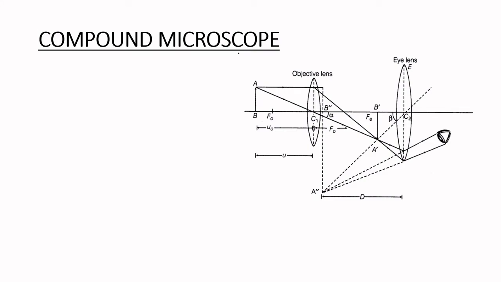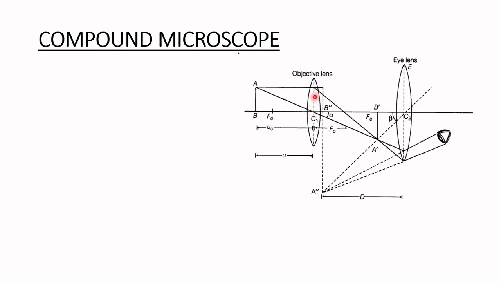Hello students, in today's video we will learn about the compound microscope. A compound microscope is used to see extremely small objects. It consists of two lenses, both of which are convex lenses. One is called the objective lens, the one which is near to the object.